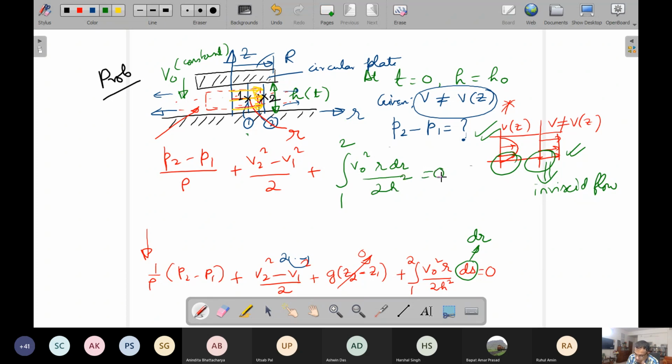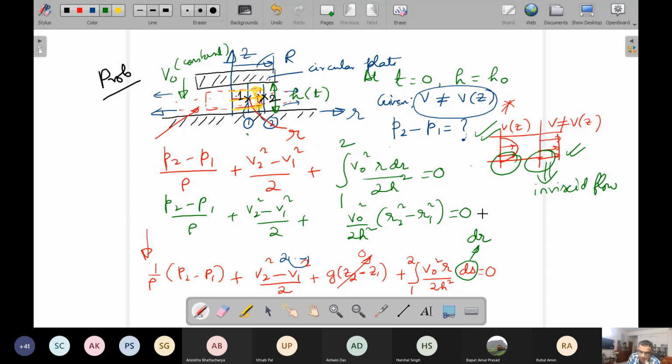This is equal to 0. So (P2 minus P1) by rho plus (V2 square minus V1 square) by 2 plus V0 square by 2H square into (R2 square minus R1 square) is equal to 0. Okay. And remember that H is a function of time.